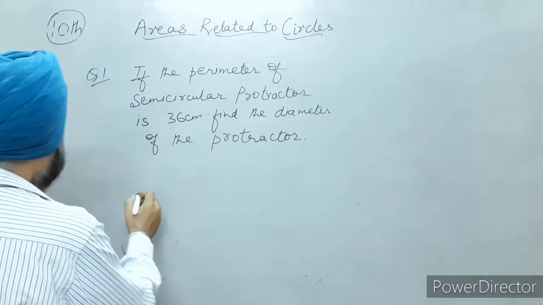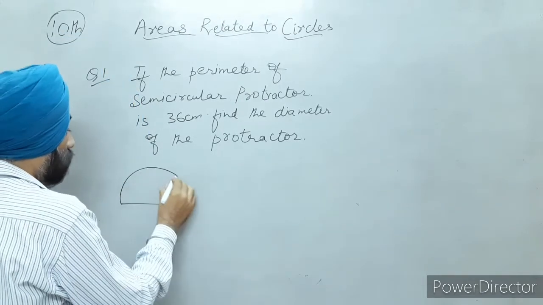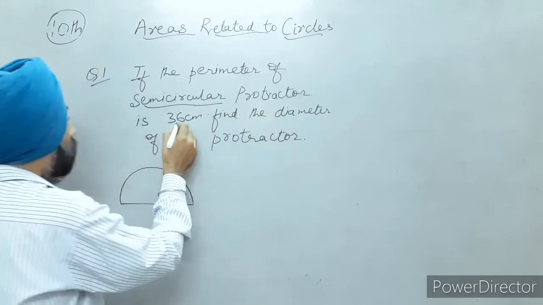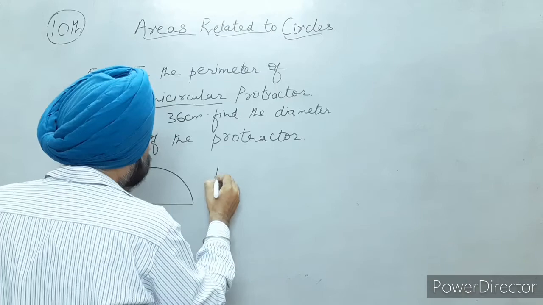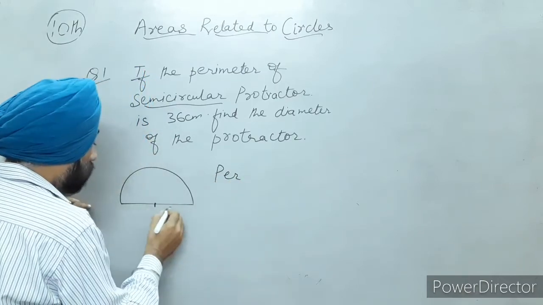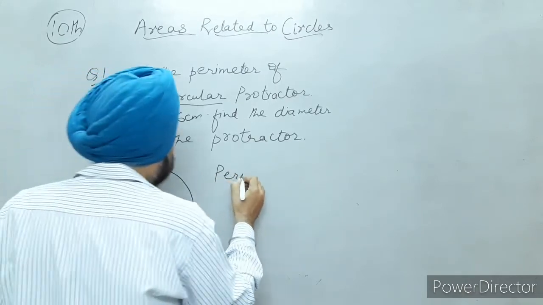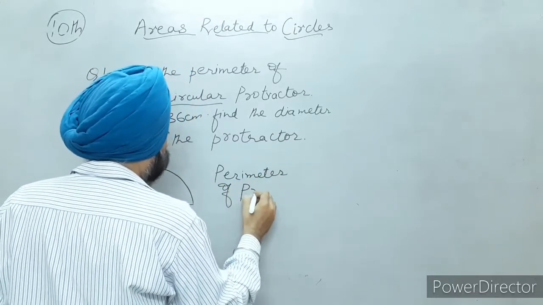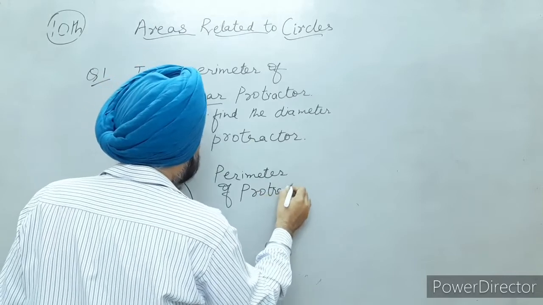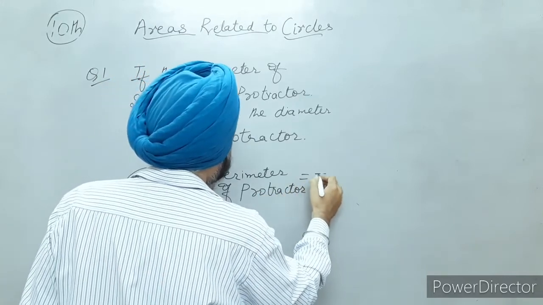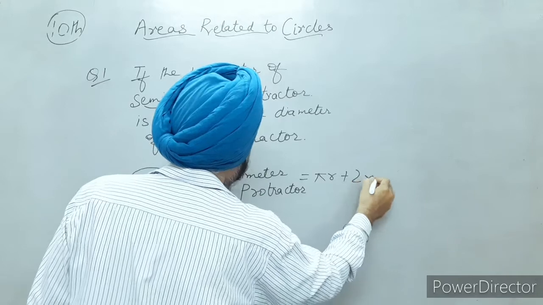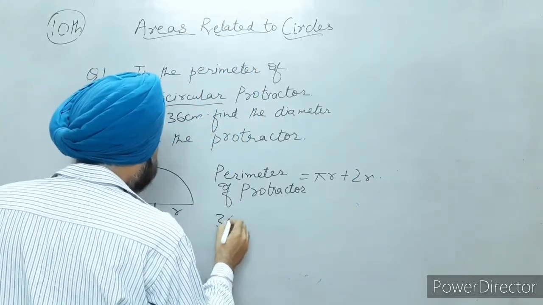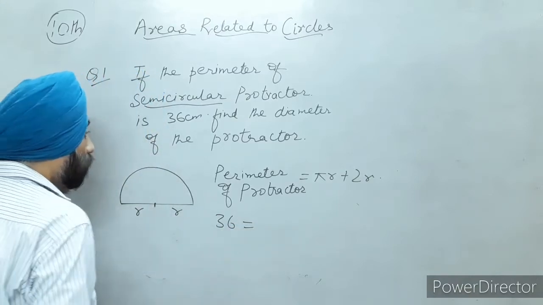Now, we draw this figure like this. It's a semicircle. For the semicircular protractor, the perimeter is given to you. We wrote this formula. If this is the radius, then the perimeter of the protractor is pi r plus 2r. The perimeter is given to us as 36 equals to pi.